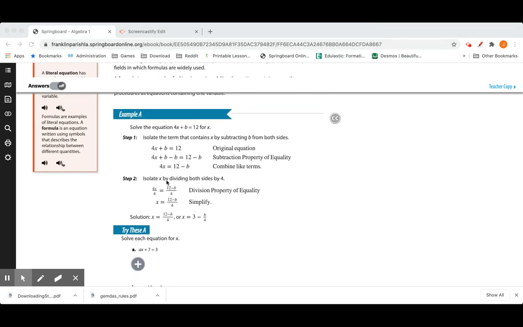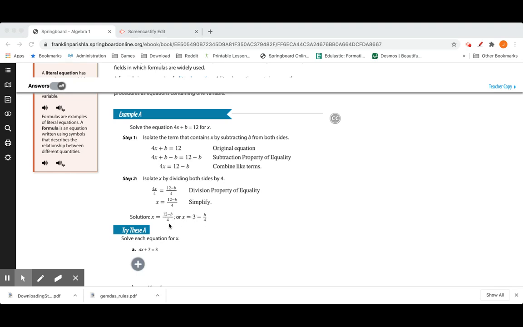Step 2, isolate x by dividing both sides by 4. So this is our division property of equality, where we divide both sides to keep it balanced. 4 divided by 4 is 1x. 12 minus b divided by 4, we can't really do anything with that. Okay, we can simplify it by taking 12 divided by 4 is 3 and leave b over 4 like this.